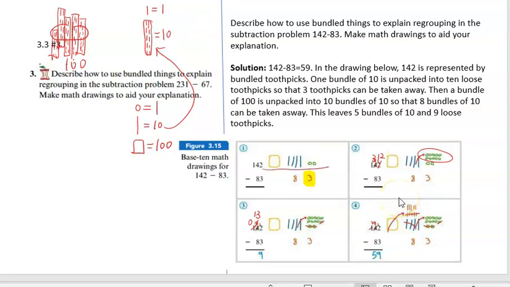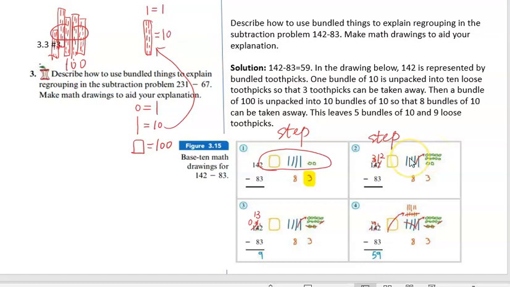So start with, this is how many we started with. And step 1, I guess we can call this step 1. In step 2, we break apart that one of the tens. You can see right here, we break this apart, and it's going to become loose, like 10 individual toothpicks right there. In the drawings, 10 circles.